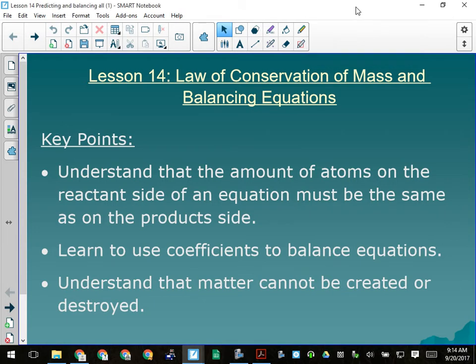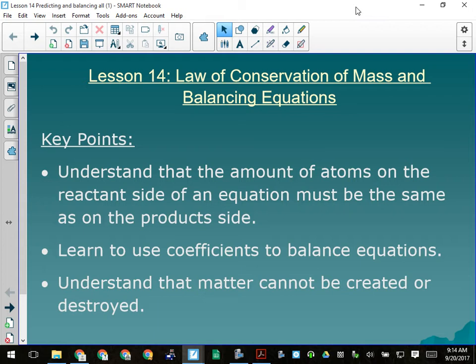Okay, but what we also want to look at today is if I'm only given the reactants in an equation, can I figure out what the products are going to be, and the steps that you would follow in order to accomplish that? Right, so we're going to understand that the amount of atoms on the reactant side of an equation must be the same as it is on the product side. That's what balancing is all about.